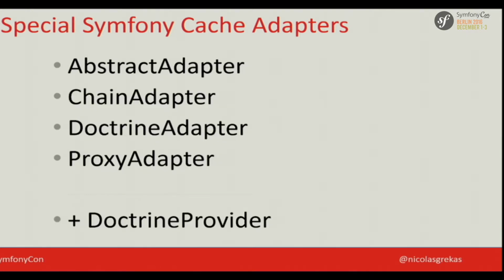One is the abstract adapter to easily create new ones. We have the chain adapter so that you can chain several, so the APCu on top of Redis and the array on top of APCu, so that we can take the fastest when it's not empty and warm it up from the slowest, so that we always have the best condition.